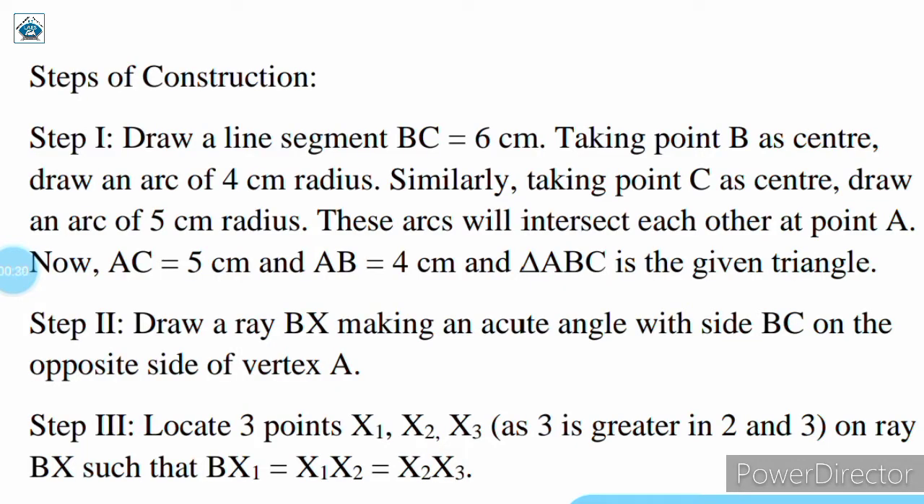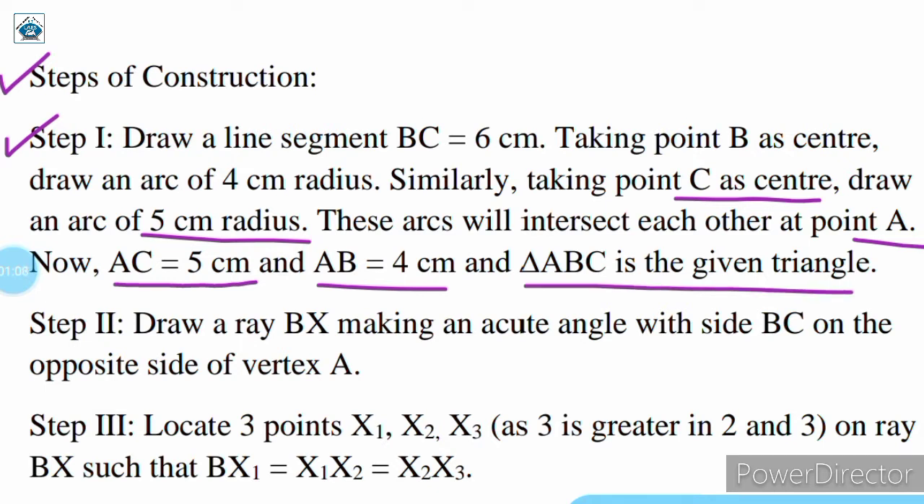After the construction, let us now see the steps of construction. Step 1. Draw a line segment BC equal to 6 cm. Taking point B as center, draw an arc of 4 cm radius. Similarly, taking point C as center, draw an arc of 5 cm radius. These arcs will intersect each other at point A. Now AC is equal to 5 cm and AB is equal to 4 cm, and here triangle ABC is the given triangle.